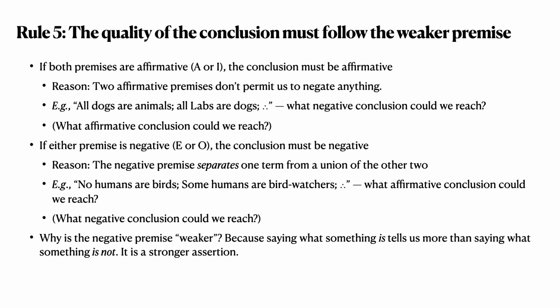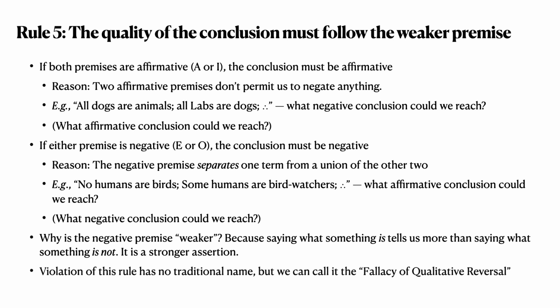Saying what something is tells us a lot more than saying what something is not. It's a stronger assertion to make. So we call the negative premise, when there is one, the weaker premise. And we say that the conclusion must follow the weaker premise. That means if you have one negative premise, your conclusion must be negative, or else the syllogism is invalid. If you've got a negative conclusion, you better have a negative premise in there somewhere, or else your syllogism is going to be invalid. What do we call a violation of this rule?